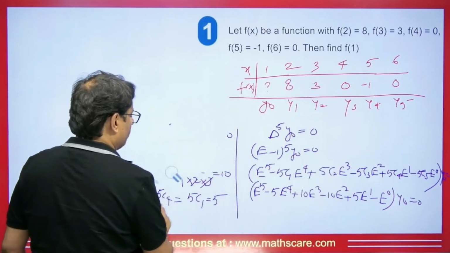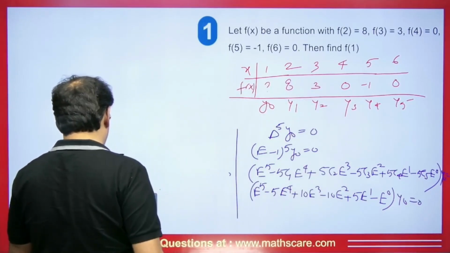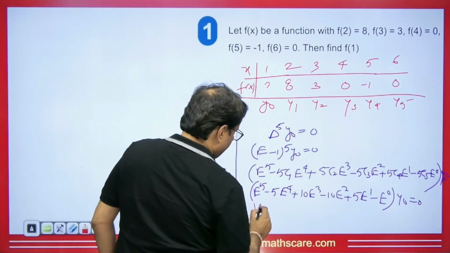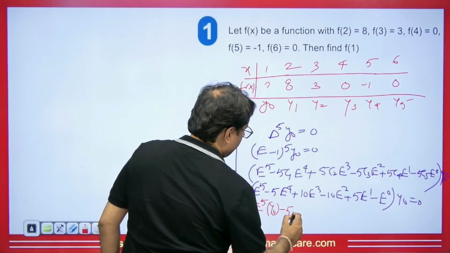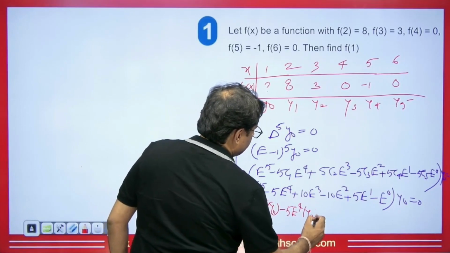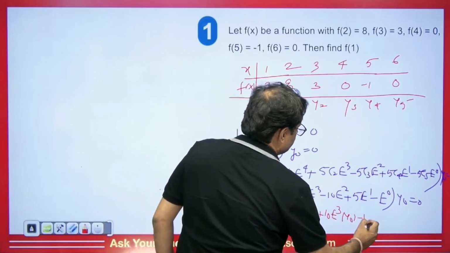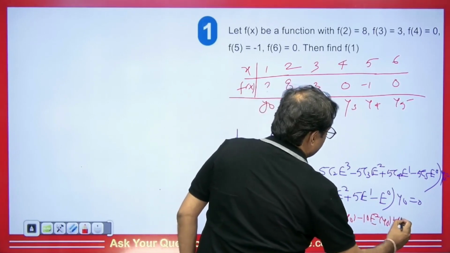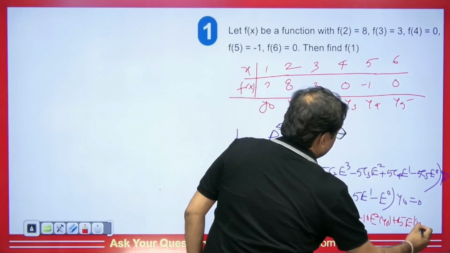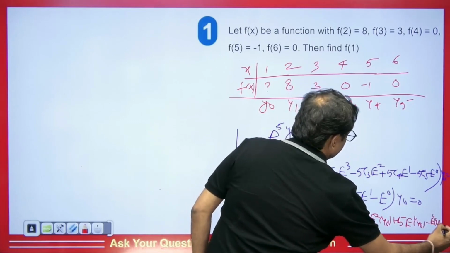Once you multiply it, from here we have this shift operator. So I will multiply this once, then here we put the shift operator again. So this will become E to the power 5, so this will be y0 minus 5 E to the power 4 y0 plus 10 E to the power cube y0 minus 10 E to the power 2 y0 plus 5. Here what will come? E to the power 1 y0 minus E to the power 0 y0 is equal to 0.